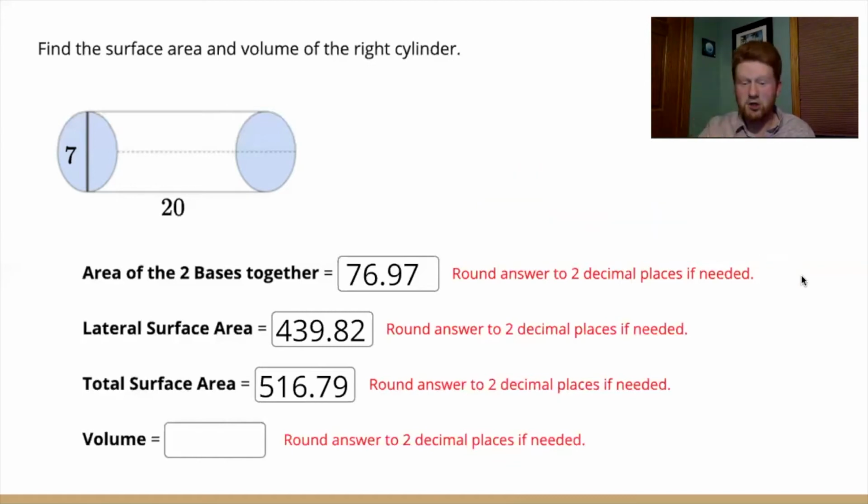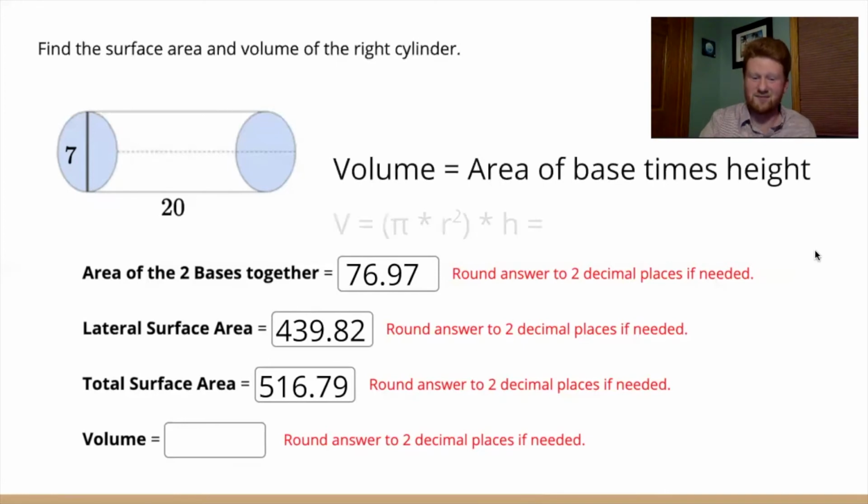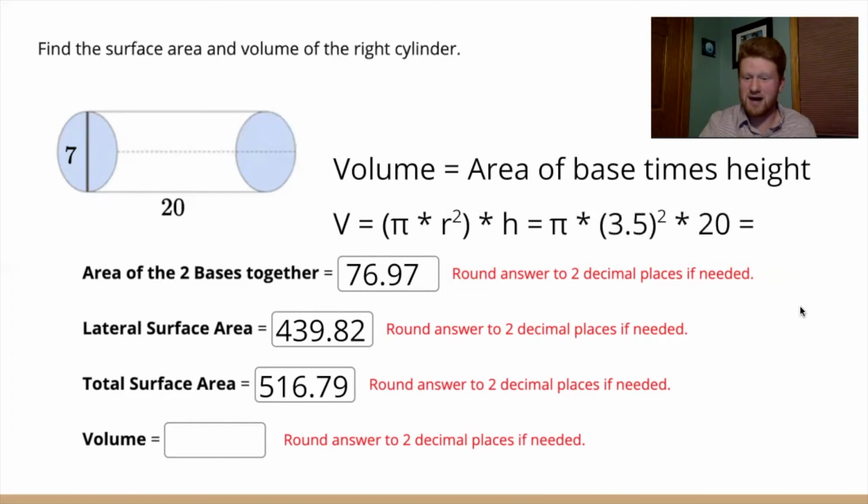Finally, to find the volume of this shape, it's very similar to the prisms here, where you want to find the area of the base times the height. Because if you think of finding the area of that base times the height, it is going right through the entire center or the inside of that shape. And volume wants to find the inside of the shape. So it's the area of the base times height, and the area of the base is just pi r squared times height. So we get pi times 3.5 squared times 20 for a grand total of 769.69.